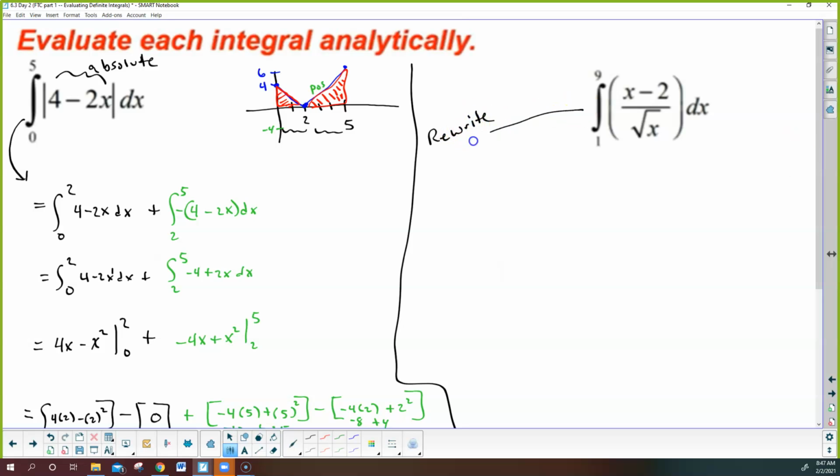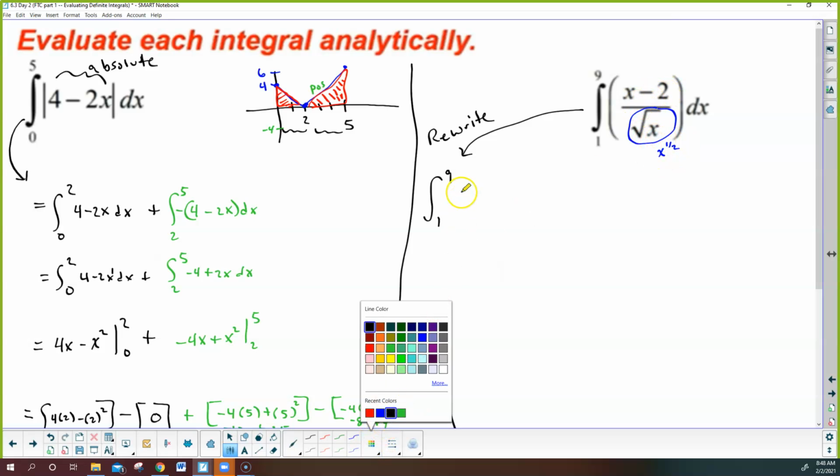Before I do any calculus, we're going to rewrite this. Okay? And I'm going to do a couple of things here. The first thing I'm going to talk about is we don't like the square root of x. Right? We want to think of that as x to the 1/2. But I've got an x and a negative 2 that are both being divided by that.